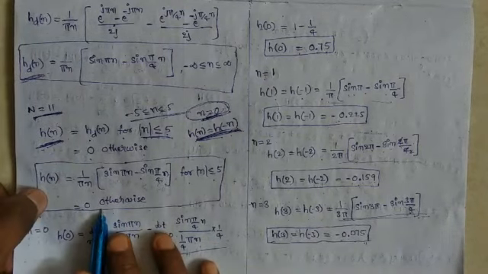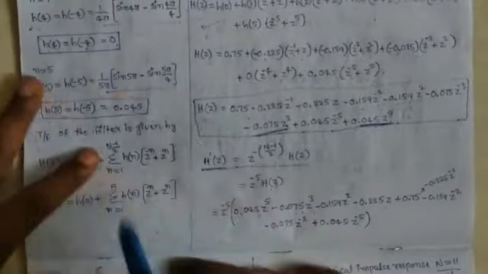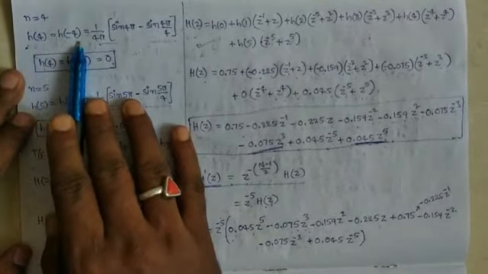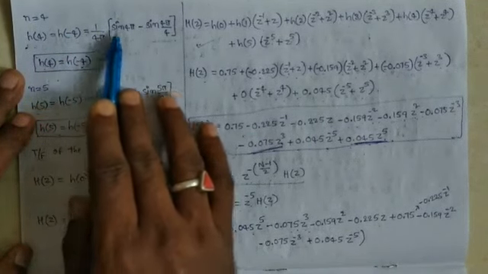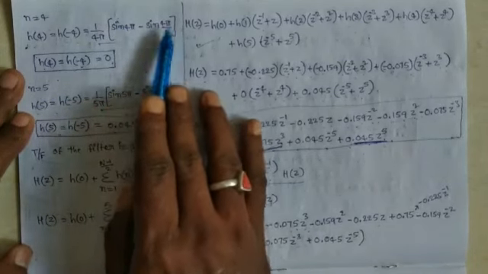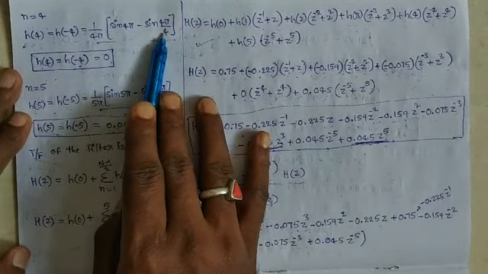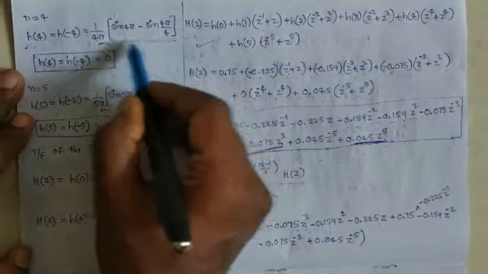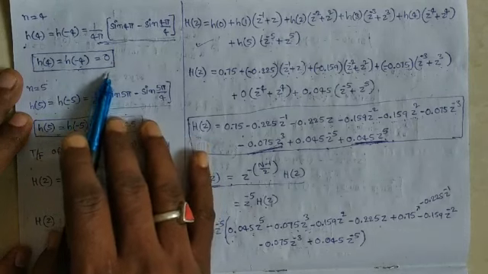Similarly, we are determining h of 4 and h of 5. Here n is equal to 4, so h of 4 is equal to h of minus 4, which is 1 by pi n, that is 1 by 4 pi times (sin pi n minus sin 5 by 4 n), with n equal to 4. Sin 4 pi by 4, its value is equal to 0. So h of 4 is equal to h of minus 4 is equal to 0.